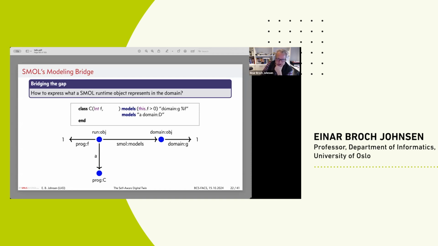And if this is not the case, the default case will be that we link the runtime object to an individual of the domain concept D. So this is how this structure would look if the field f in this current runtime state has value 1. If it is value 0, this one will not fire, and we will go to the default and we will connect to the domain concept D.